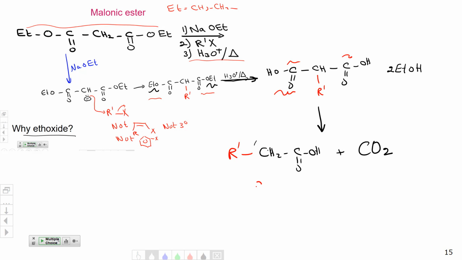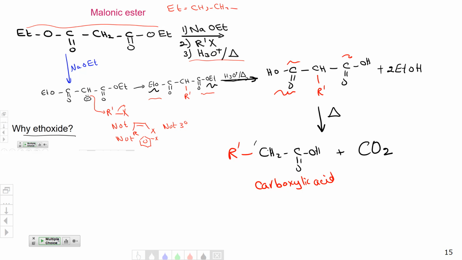so I'm going to end up with a carboxylic acid, CO2, definitely from the step before, the ethanol. That's because of the heat associated with the H3O plus heat. So the first step is a base followed by R prime X, which is not very different than the monoketone. The third step is slightly different because I'm adding H3O plus heat, I'm hydrolyzing the ester and decarboxylating one of the carboxylic acids into a CO2.